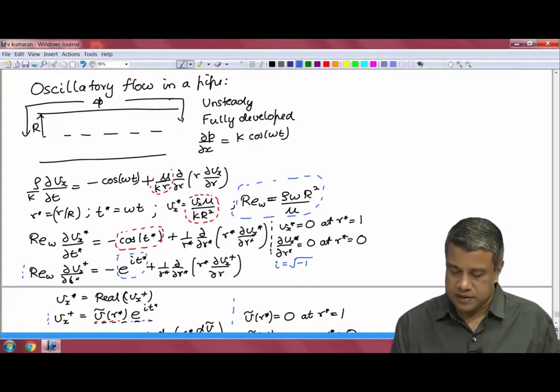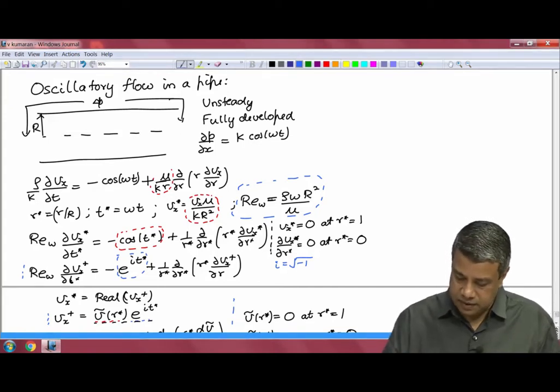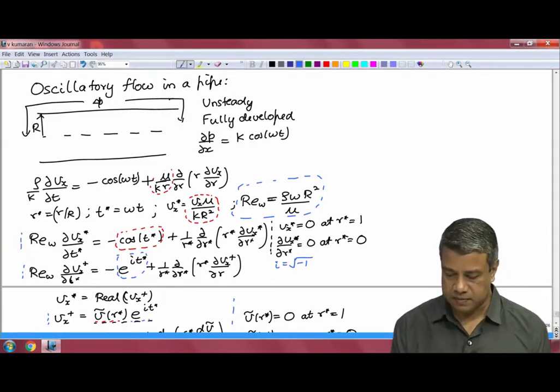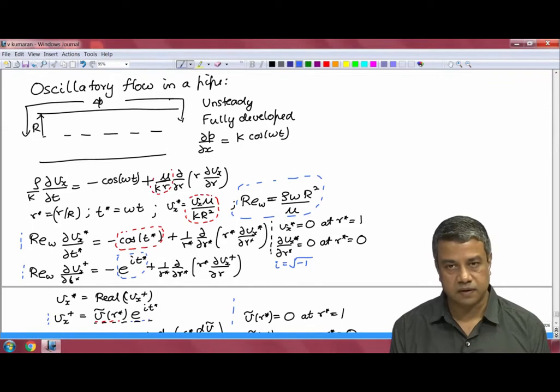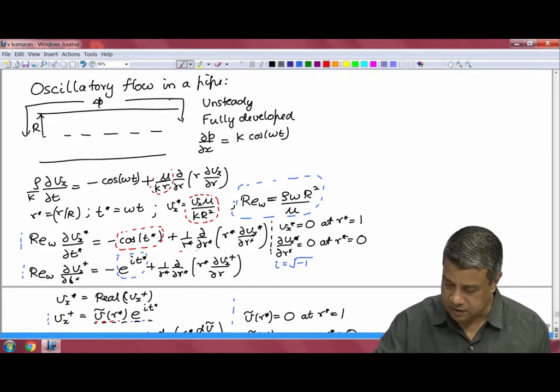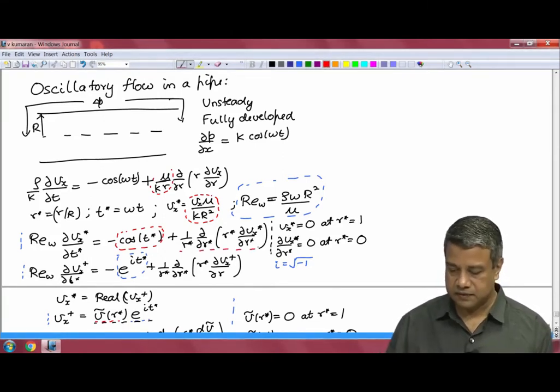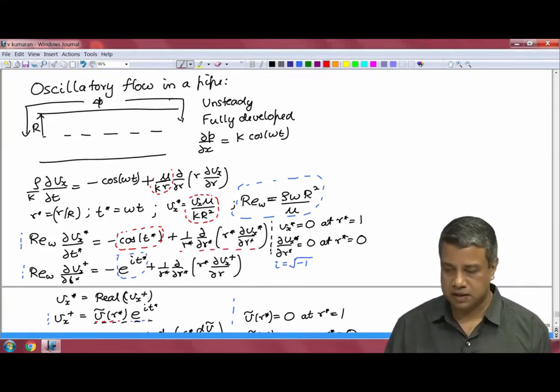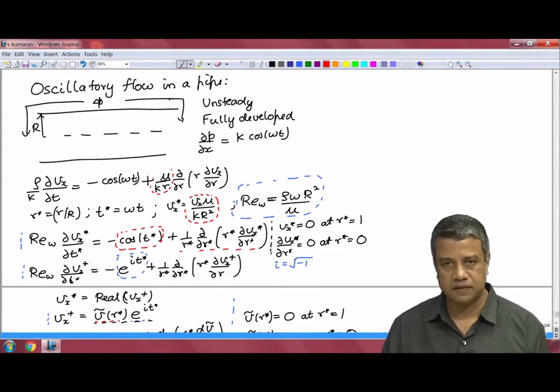Now, the conservation equation was of the form given here. Re omega times partial Vx by partial t is equal to minus cos t plus the derivative with respect to r of the velocity. The term on the right side is the viscous term, the second term on the right. The first term is the driving pressure gradient, and the term on the left is the inertial term.